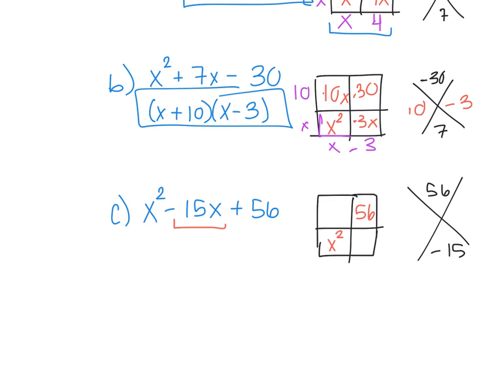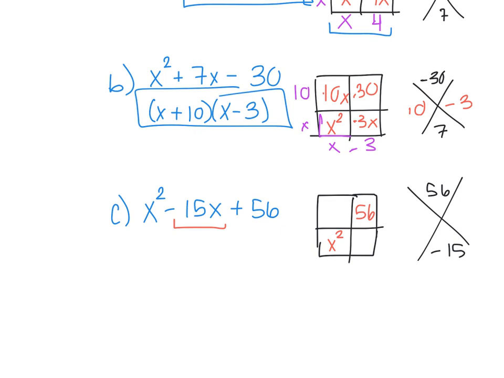So the fact that it's adding to a negative number means one of my numbers has to be negative, right? But it multiplies to a positive number, which actually means both of my numbers have to be negative, because the only way I can get a positive result is if both numbers are negative. So we need to think of two numbers that add to negative 15 and multiply to 56. If you need some guessing and checking time here, that's fine. Grab a calculator and see if you can figure out what those two numbers are.